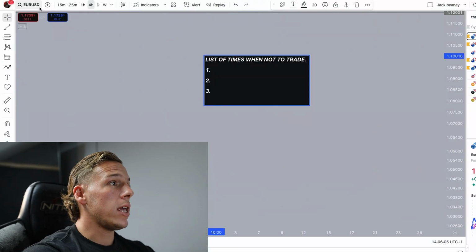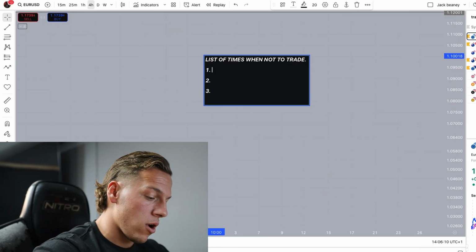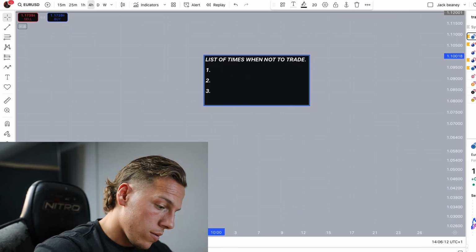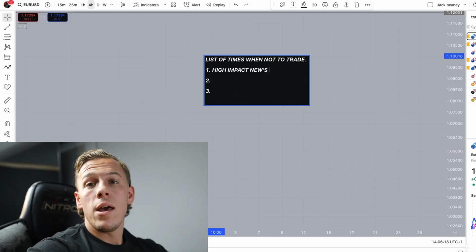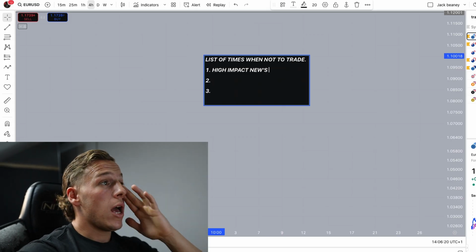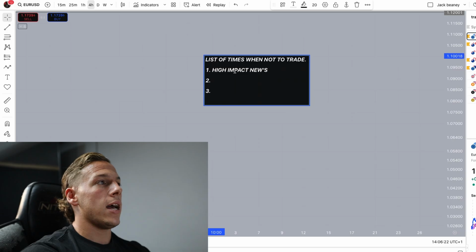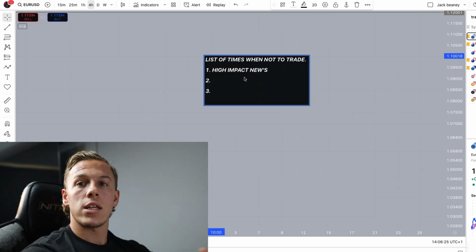So first of all is, we've got a list of when not to trade. We're after high impact news. And we've all been there previously when price just goes out of nowhere, bang, takes you straight to stop loss, and you think, for fuck's sake.